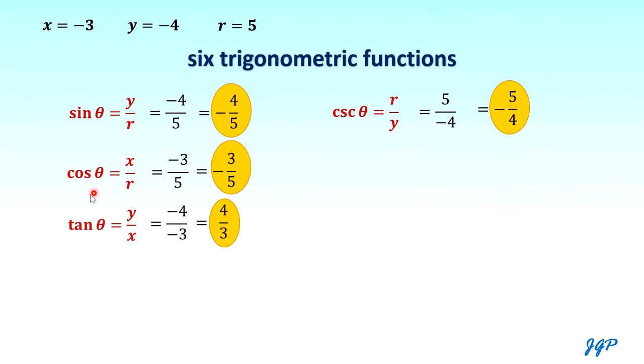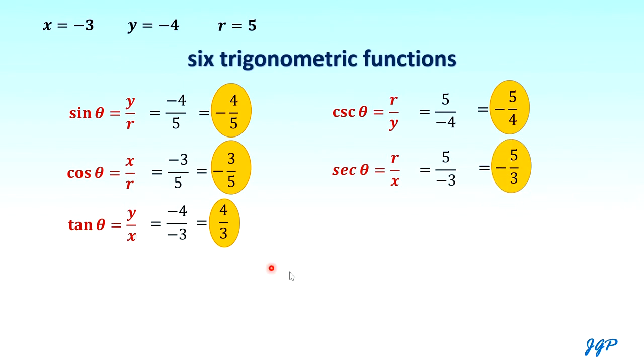Let's have the reciprocal of cosine theta, and that is secant theta, and that is equal to r over x. So, your r is 5, your x is negative 3, so you now have 5 over negative 3. And this one, you can rewrite as negative 5/3, and that is the value for secant theta.